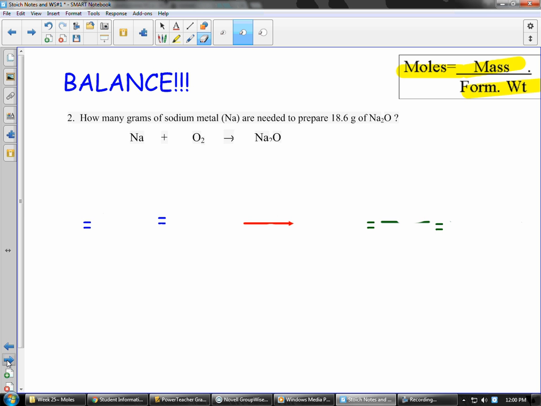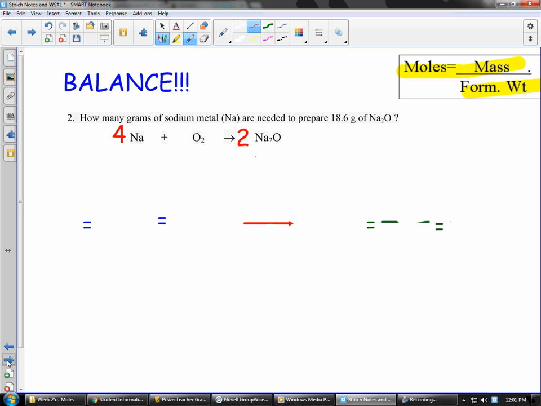You will notice that I wrote the word balance very large at the top here, because you got to make sure you balance every equation that you come into contact with here. Okay. So let's go ahead. Why don't you pause and see if you can balance this. All right, hopefully you balance this with a 4, 1, 2. And now let's read the problem.